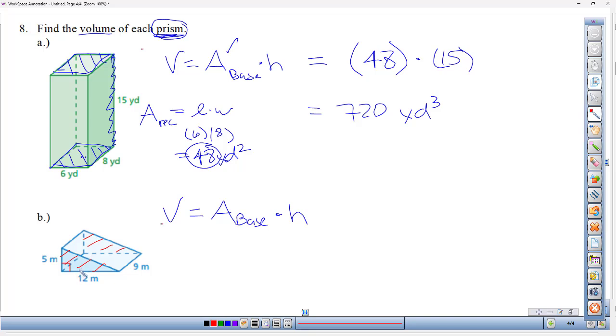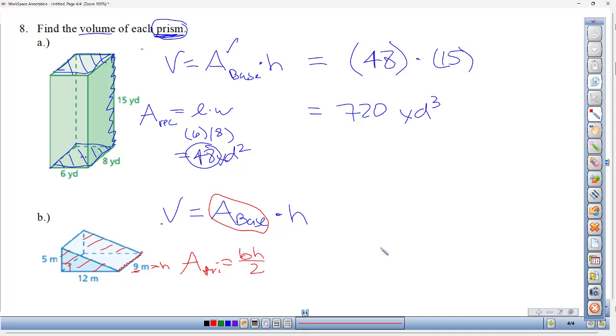In fact, let's talk about the height while we're at it. What's the height? It's not how tall this thing is, it's how far apart the bases are. So this 9 right here is actually the height. Okay, let's work on the area of the base. It's the triangles. What's the formula for the area of a triangle? It is base times height divided by 2.